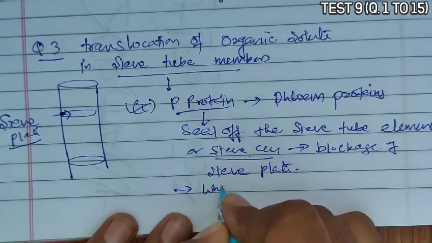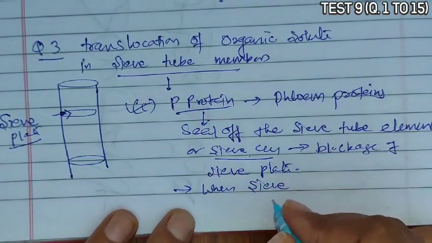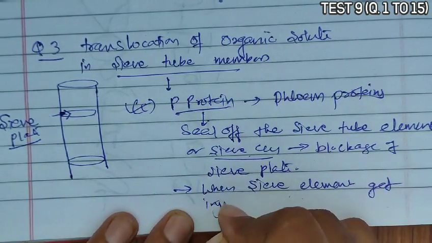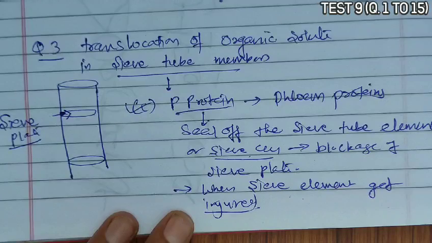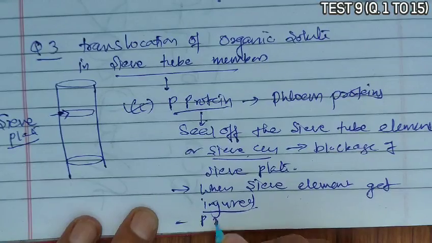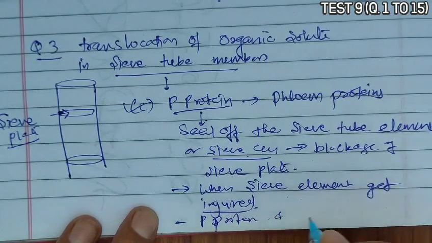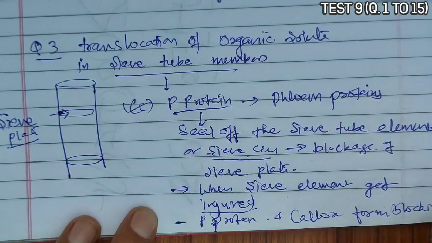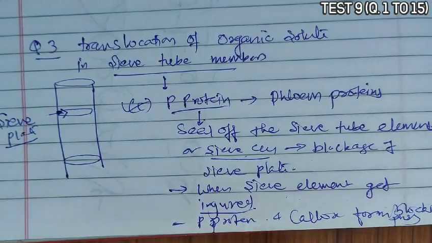It occurs when the sieve element gets injured. So these bodies and callose together block the pores of the sieve tube element. So P-protein bodies and callose form a blocking plug. So what happens? P-protein and callose form blocking plugs.